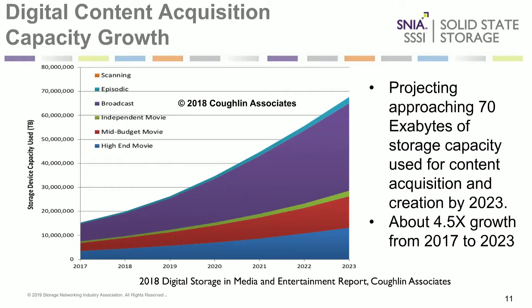And finally, in addition to the survey, we also use that to inform a report we've been doing on pretty much an annual basis on digital storage, use and projections in professional media and entertainment. And on the acquisition side, here is a chart on the left side that's looking at various types of content acquisition, different movies, broadcast episodic, for example, and projections of their growth from 2017 to 2023 in the 2018 report. And we're projecting that we're approaching 70 exabytes of storage capacity used for content acquisition and creation. That is new purchases by 2023, and that's about a 4.5 times growth from 2017.